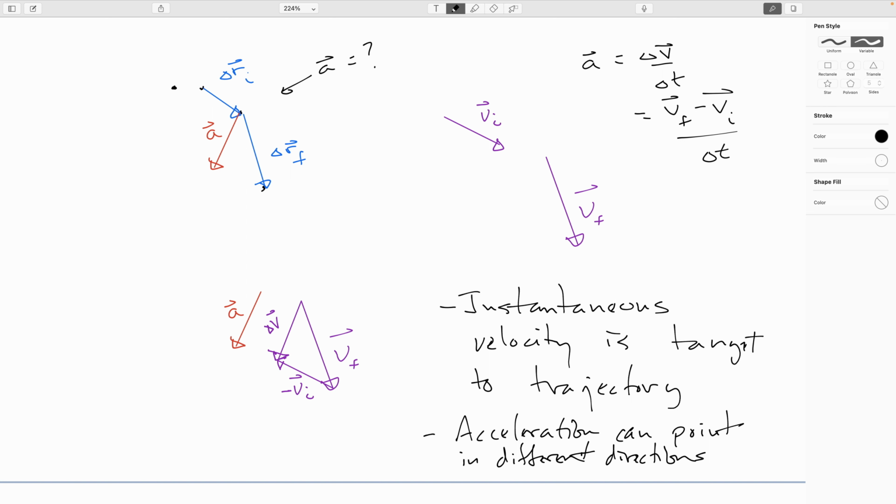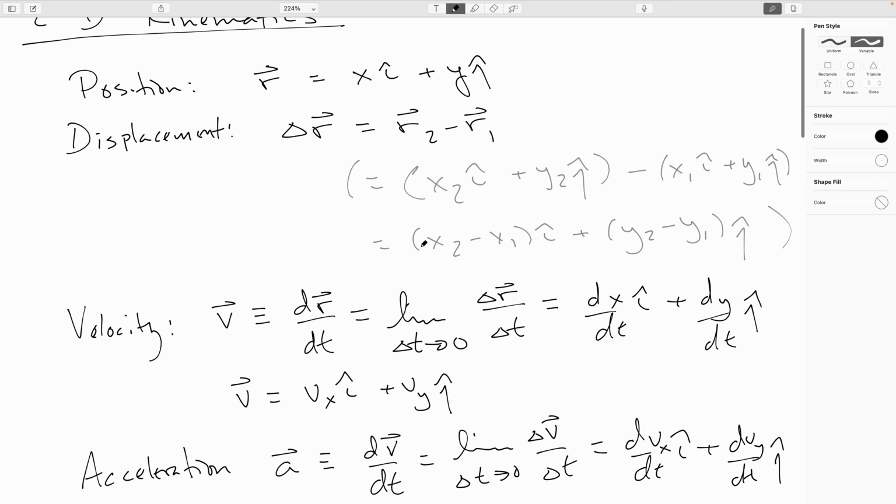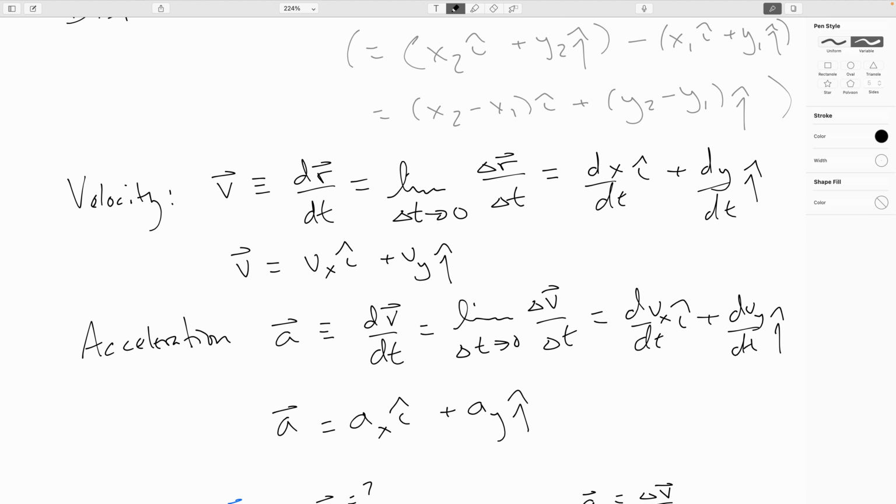Now, in the next video, what we're going to do is go back to realizing that when we get the velocity, we're just looking at taking derivatives of x separately from y, and same with acceleration. And we'll take that to analyze situations where the acceleration is constant both in magnitude and direction. So I'll catch you over in the next video.